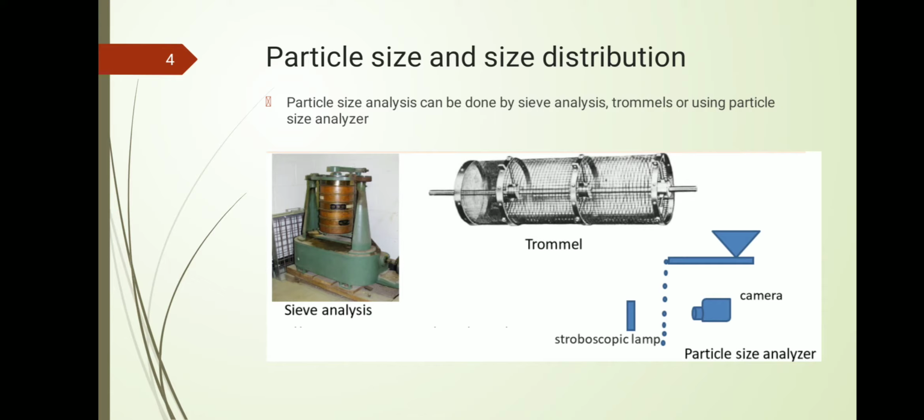The trommel is also very similar, but its filters are on the periphery of the device. And if you want a more accurate particle size distribution, we have to use the particle size analyzer, which uses a high contrast, high resolution camera and other modern sensors. But mostly we will be using sieve analysis for determining the particle size of our biomass.